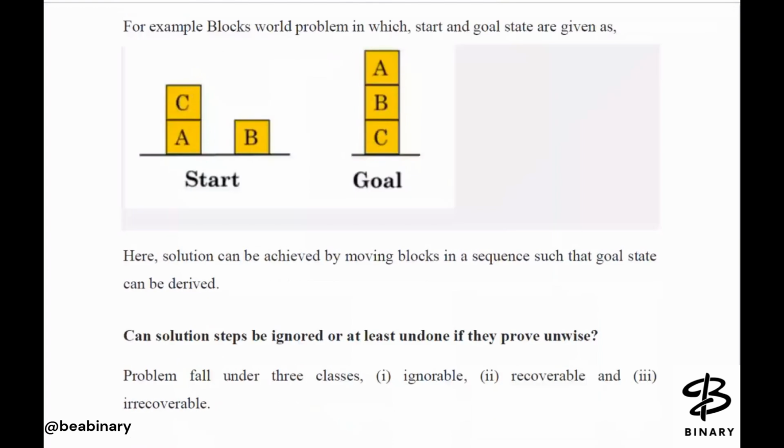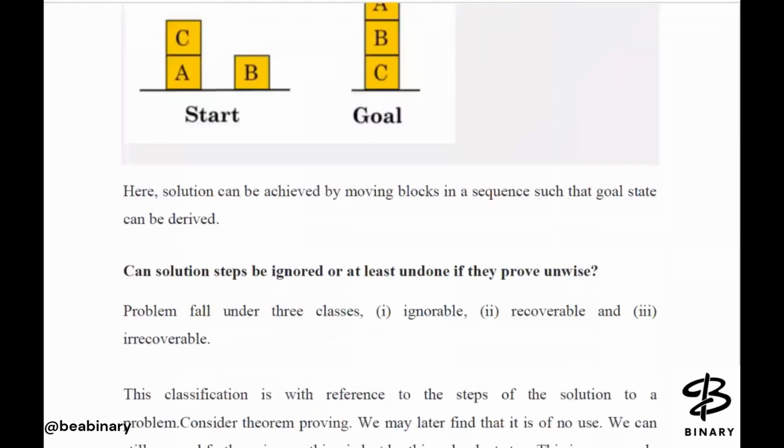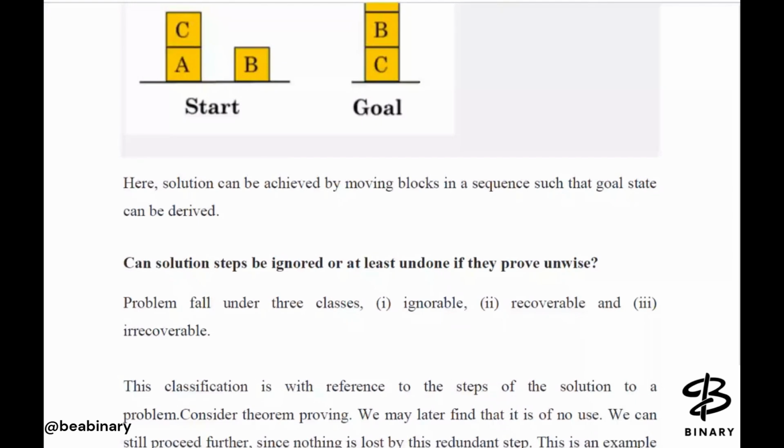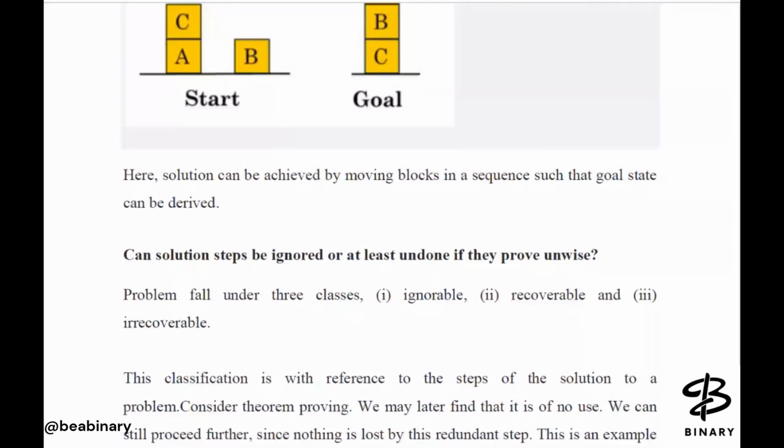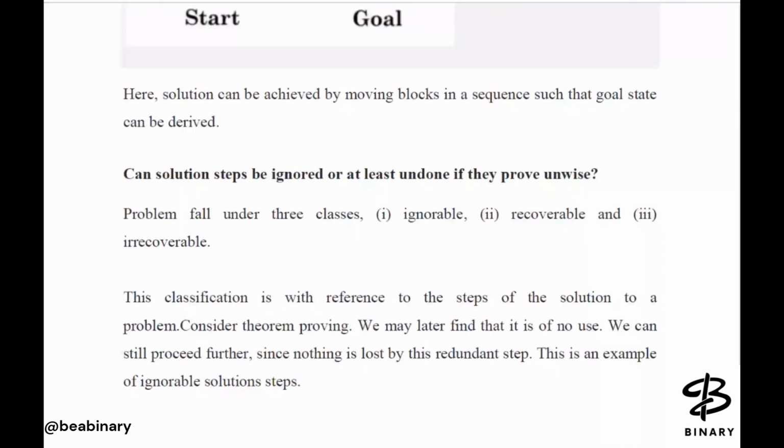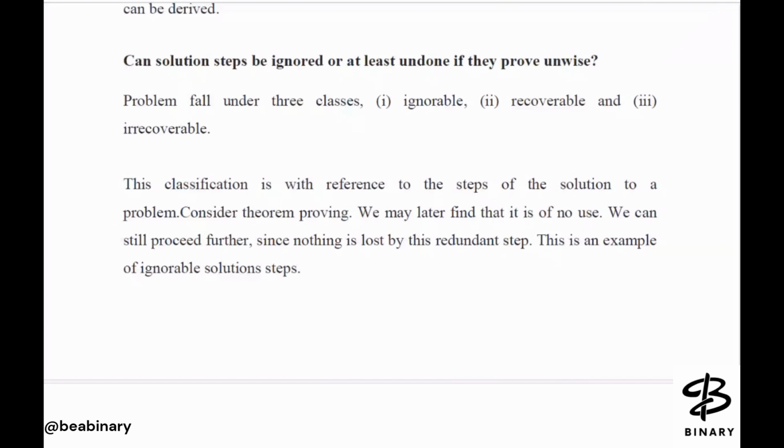Another characteristic: can the solution steps be ignored, or at least undone, if they prove unwise? Problems fall under three classes: ignorable, recoverable, and irrecoverable. This classification is with reference to the steps of a solution to a problem, that is, what steps we are following. And when we talk about what steps we are following, we are simply talking about what kind of search strategy we are following.